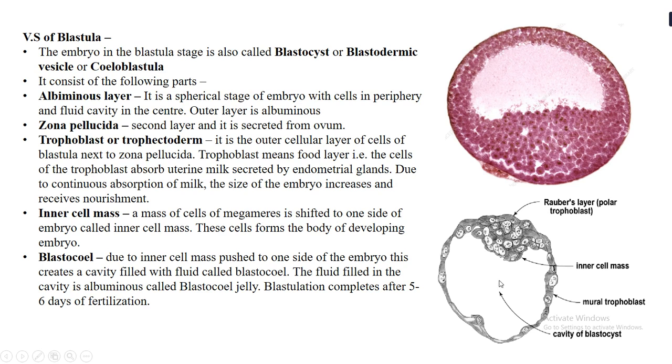And then the last one, that is the blastocoel. Due to the inner cell mass being pushed to one side of the embryo, it creates a cavity, and this cavity is called the blastocoel. Okay, so this is about the VS of blastula.